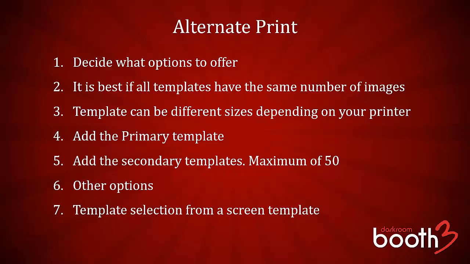The templates can be different sizes depending on your printer capabilities. Remember, printers that we have built-in drivers for can cut the print from 2x6 to 4x6 and switch sizes. Printers that are Windows drivers can't. You want to add the primary template and then add the secondary templates. Remember, you have a maximum of 50, although that's a crazy number to do. You also want to choose in that other options section whether you want them to do it before the session, after the session, or if you want both templates or just the one they select. And then you can also set up a template selection screen like I just did here, where they can have a graphic picture of the template like a button that they can choose which one they want.